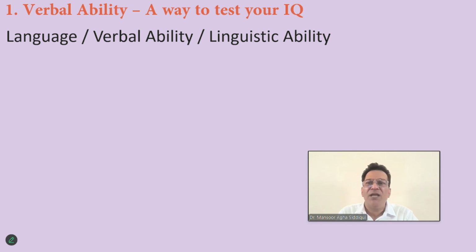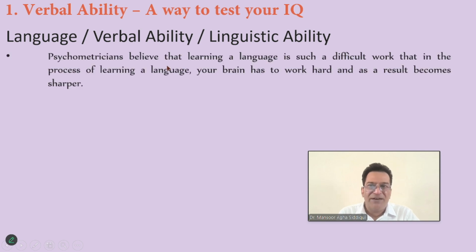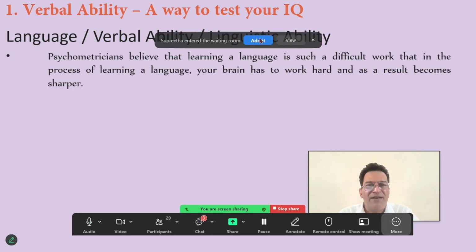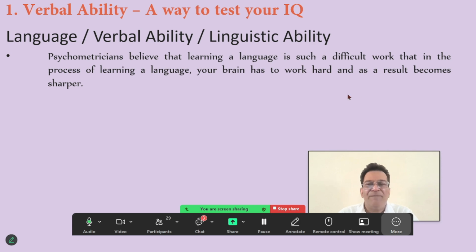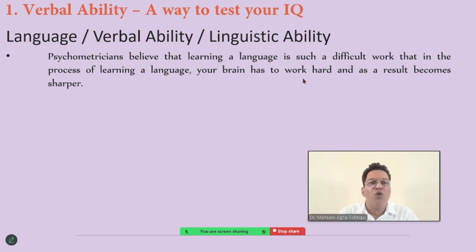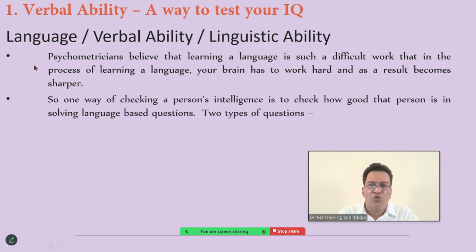Apart from comprehension, verbal ability is also tested through interpersonal skills, through decision making, through your logical reasoning, through your analytical ability, etc. The general understanding is that learning a language is such a difficult task that in the process of learning a language, your brain has to work hard, and as a result, your brain becomes sharper. This is the reason why verbal ability or language ability is tested in every IQ test, in every aptitude test. So one way of checking a person's intelligence is to check how good that person is in solving language-based questions.